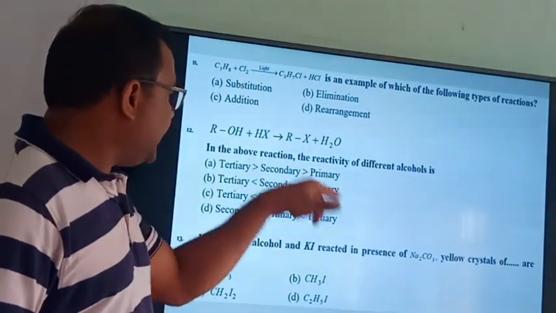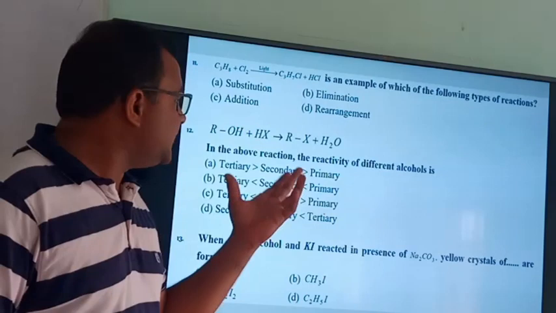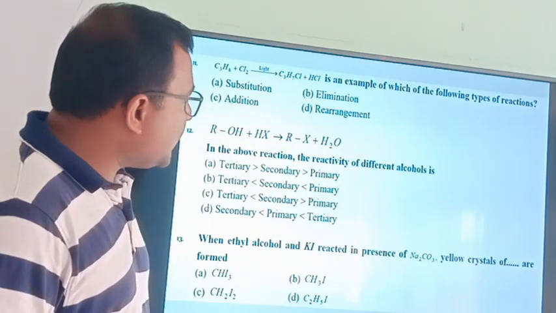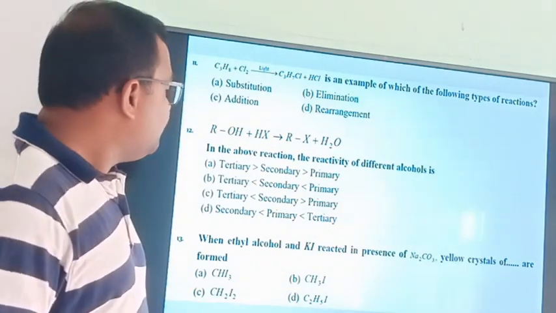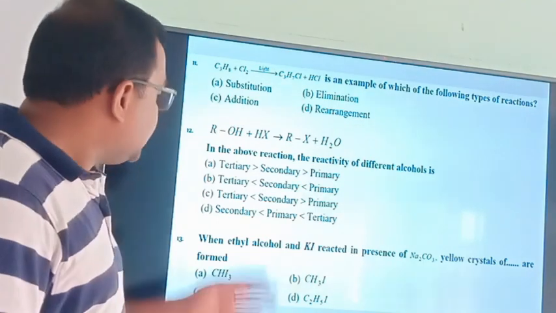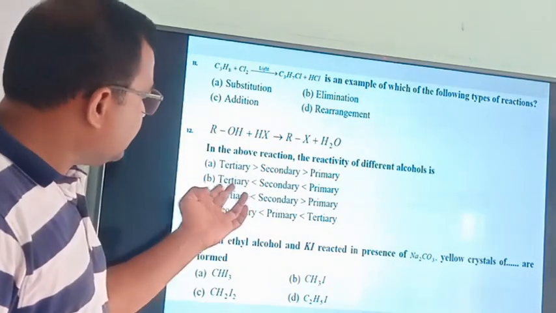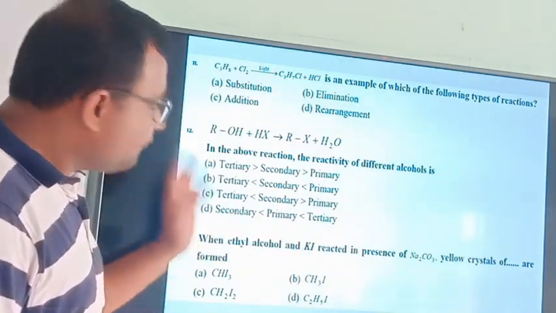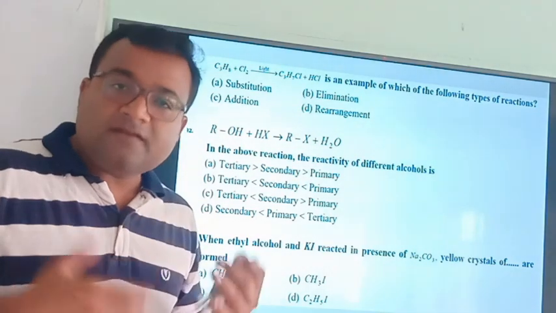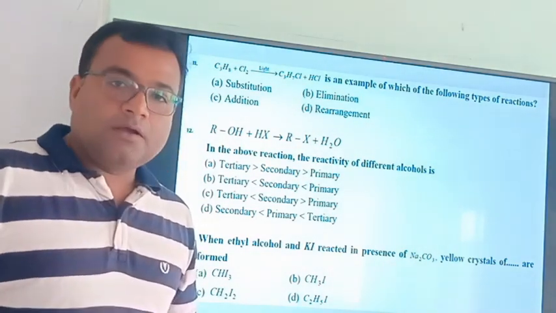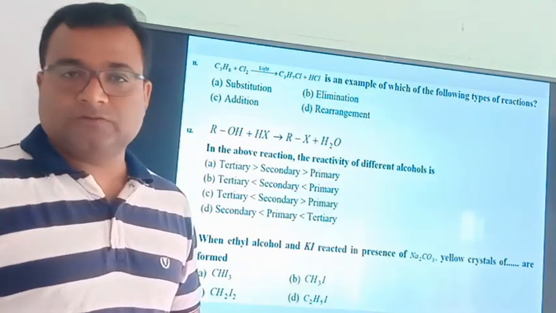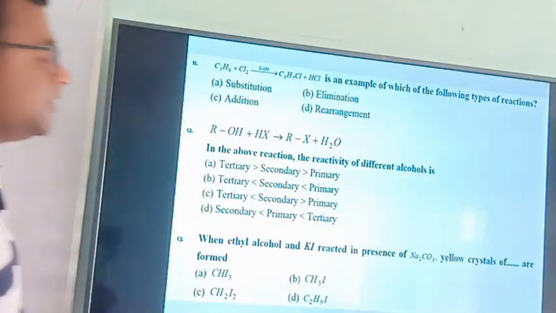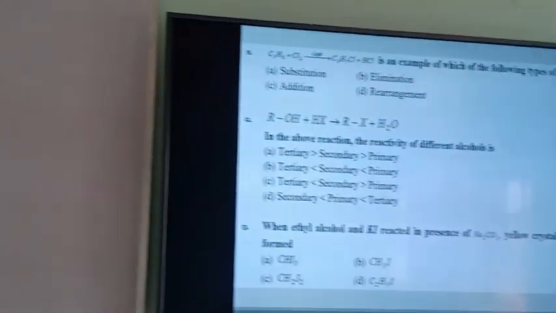ROH reacting with HX, the same nucleophilic substitution reaction, to form RX plus H2O. In the above reaction, the reactivity of different alcohols: which one is the more reactive alcohol? Tertiary less than secondary less than primary. Or tertiary more than secondary more than primary. Which is the correct option for this? Let's understand the correct concept of this question. Very important question. Please listen carefully. Question number 12.